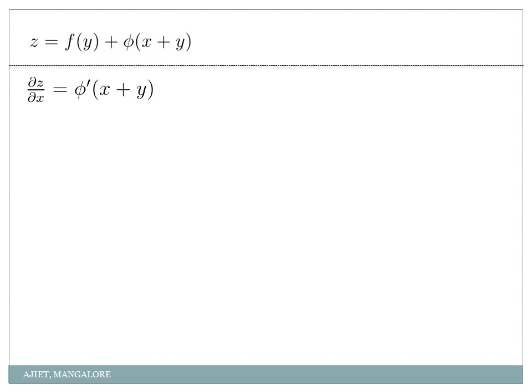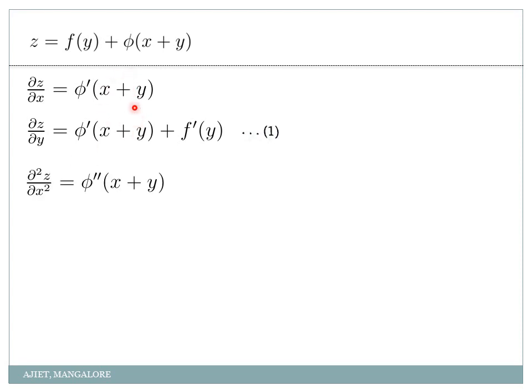So first I'll differentiate with respect to x. So dou z by dou x is nothing but, I don't have x in the first function, so it will be phi dash of x plus y. Now I'll differentiate with respect to y. So dou z by dou y is equal to f dash of y plus phi dash of x plus y. Okay.